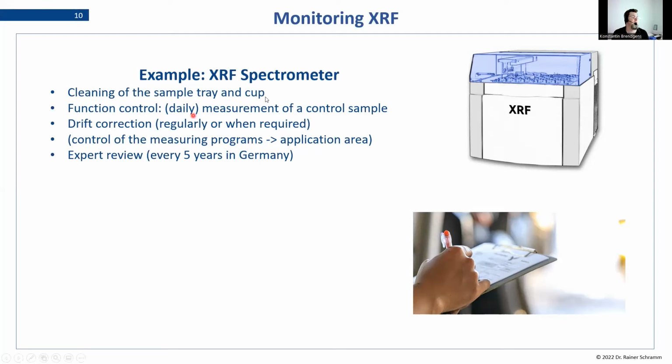The function control, a daily test again, is what you can do with the control sample. And there are a lot of convenience points here to make that kind of automatic. We'll get to that in a bit. We have to do drift correction because of the aging of the machine. And we have to also make sure that we check our control, our measurement programs. Again, we'll exclude that right now because that will be the last part about the statistical use of the analytics. So right now, this chapter will basically more focus on the equipment.